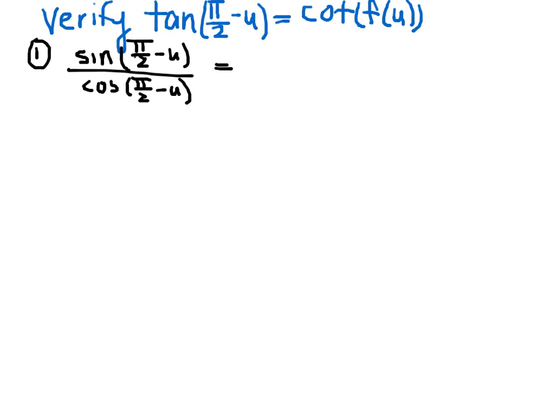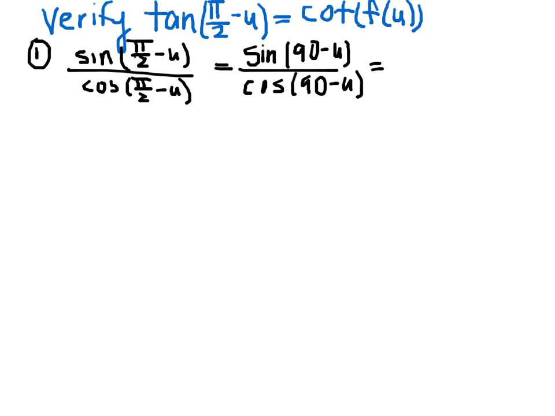Now that equals, we're going to first change pi over 2 to be 90, and then we will use the subtraction formula to split the numerator and the denominator. So let's write this as sine of 90 minus u divided by the cosine of 90 minus u. Now we're ready to use our subtraction identity to split up the numerator and the denominator.